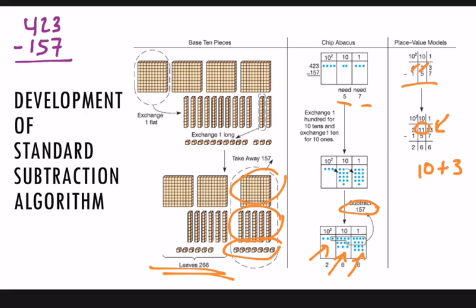So very similar to the standard algorithm, but just written without the little tiny ones that were carried or that were borrowed.